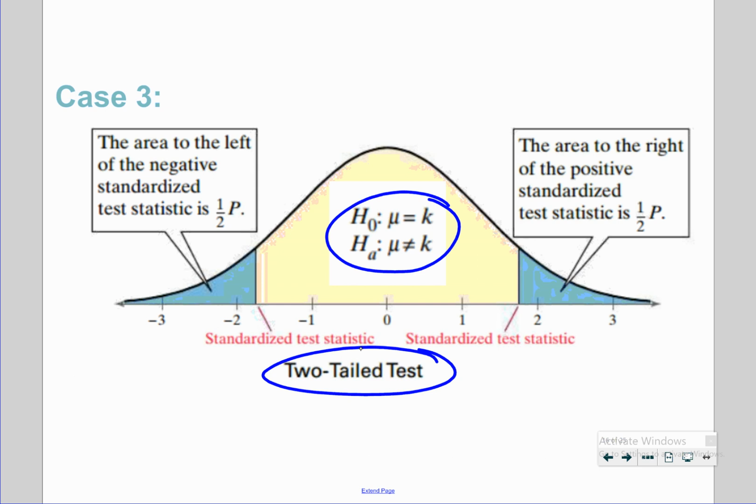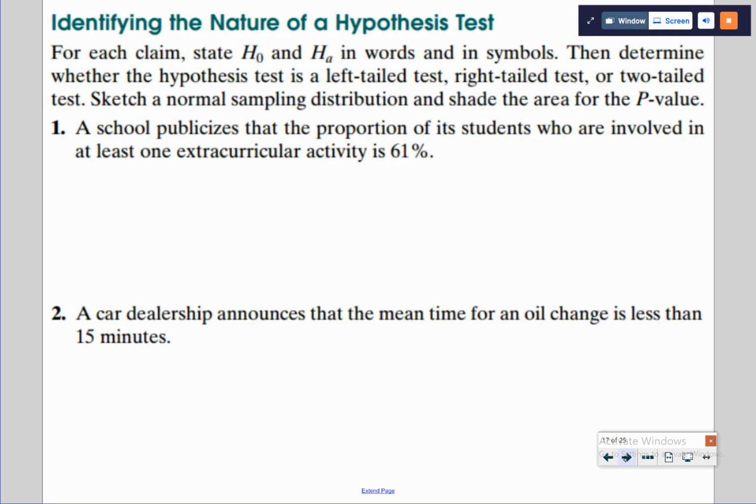So the last slide we're going to do is we have an example. We're going to write the hypotheses, so that's a review from yesterday, and then we're going to determine, is it a left tail, a right tail, or a 2-tail test, and then just shade a standard normal curve to match that. So the first one, a school publicizes that the proportion of its students who are involved in at least one extracurricular activity is 61%.